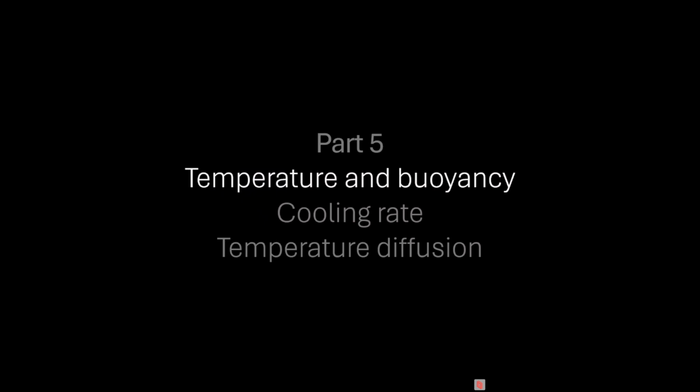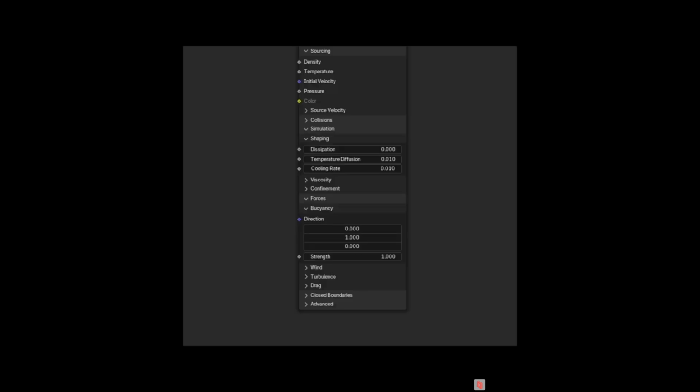Part 5 is the most boring part. I'm going to show you temperature and buoyancy. It's pretty much the same as my last solver, so I'm going to keep this really quick and simple. But we'll just go over these shaping settings and the buoyancy settings.